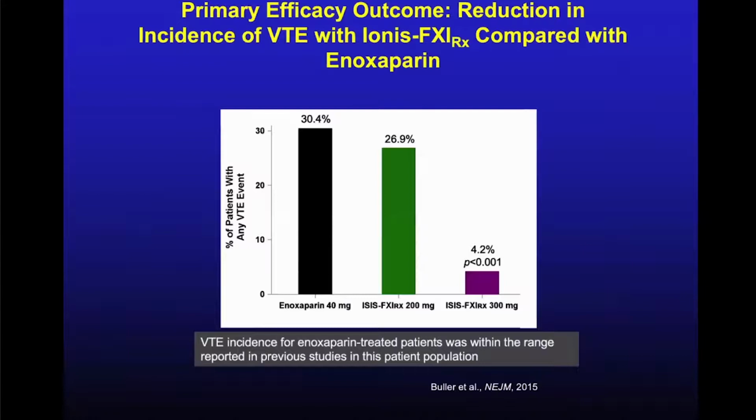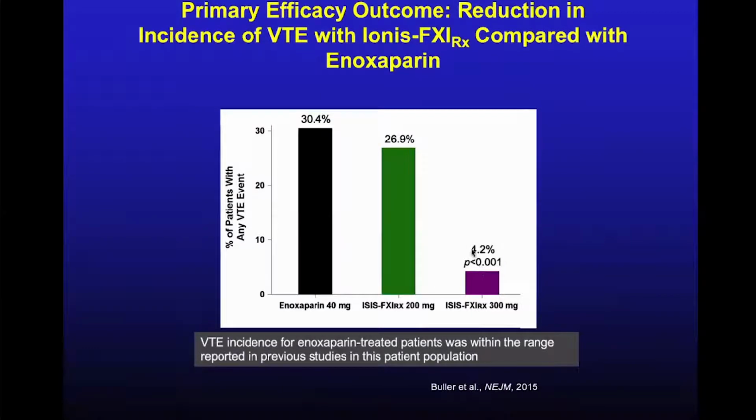And here are these findings. Again, they are old, but it's just for comparison. What you can see here is the enoxaparin, 30%. This is mainly venography-detected deep vein thrombosis. And the ISIS 200 is non-inferior to the enoxaparin.